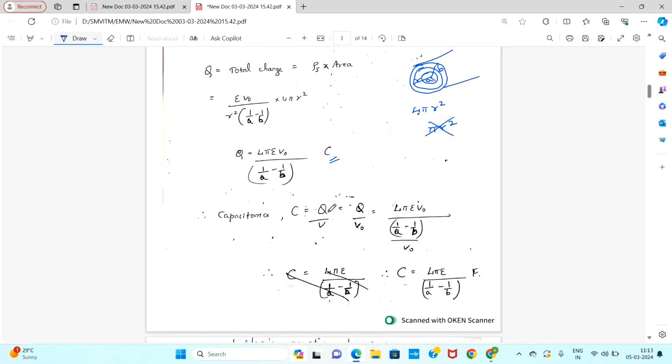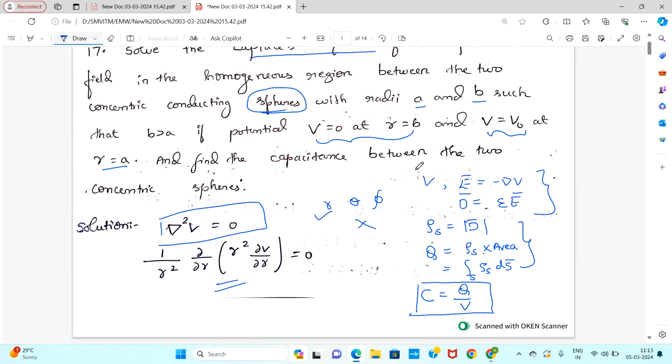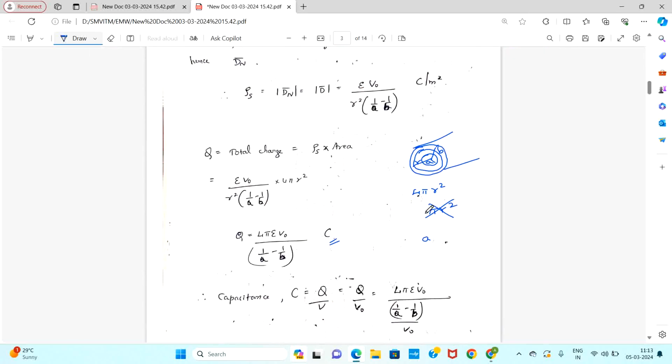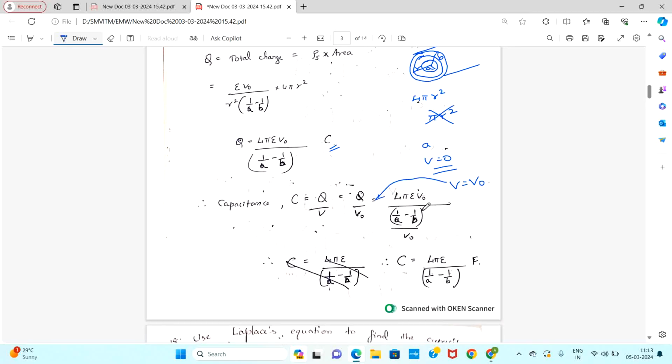And once you get the charge, divide that by the potential. Okay. So here you can see that the conditions are given. At A, the potential is V naught. At B, the potential is 0. So I cannot take 0 as the answer here. Anything divided by 0 will give me infinity. So I cannot take the V equal to 0 condition. I'll have to take V equal to V naught and then substitute it here.